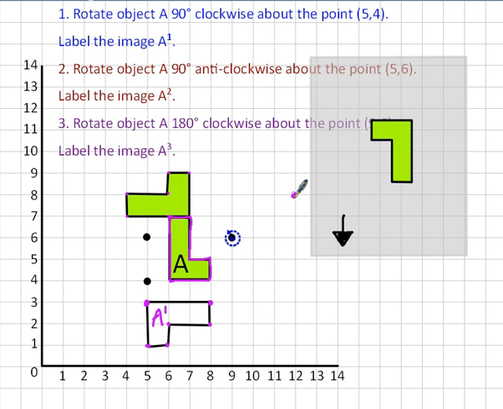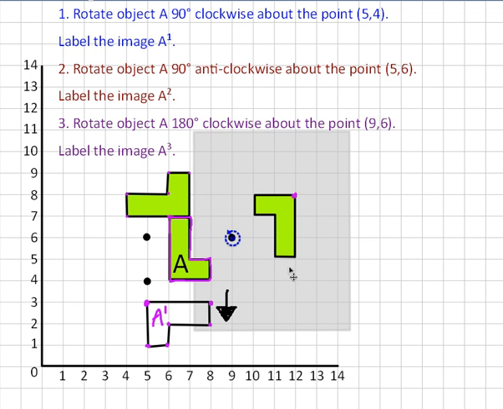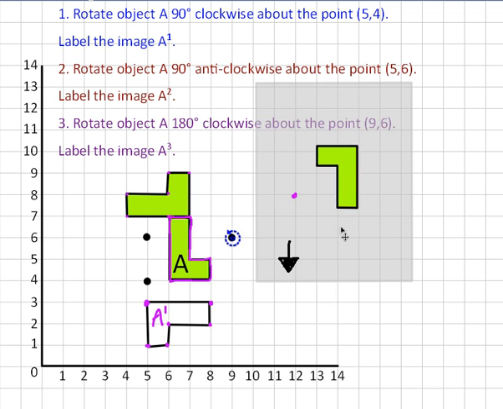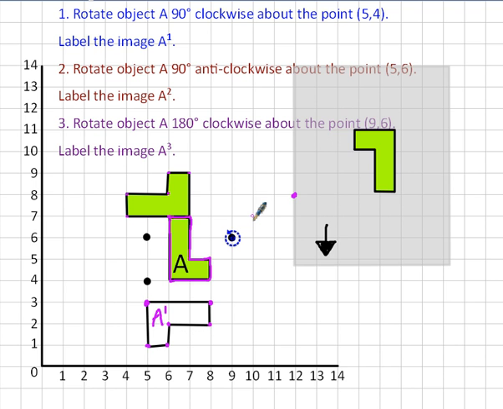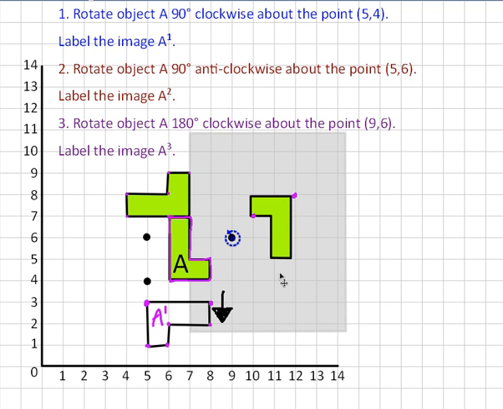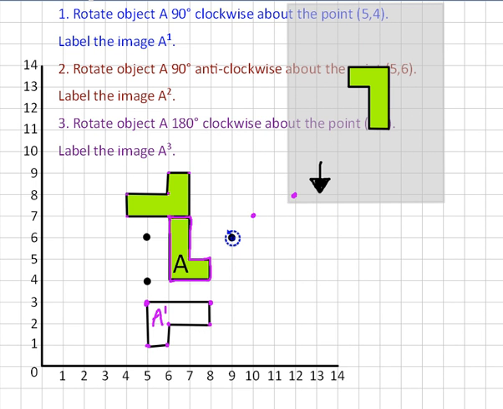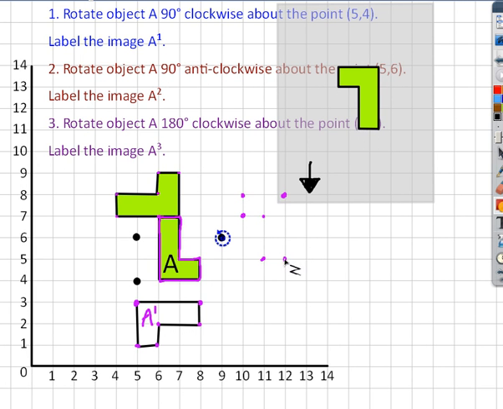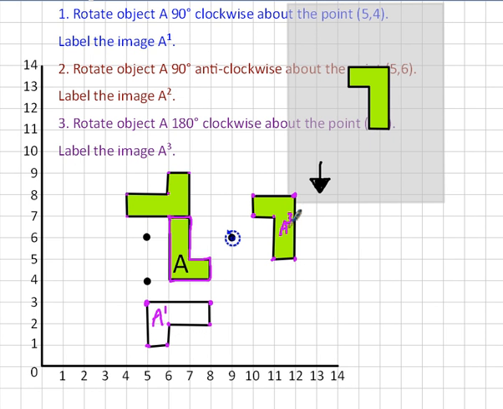12, 8 is there. Bring it back. And another one at 10, 7, which is there. Okay, then we've got 11, 5 and 12, 5, and that means that last one must be there, and there's another one there. Okay, you can join these up now. And label it A3. Okay, that's the end of that.